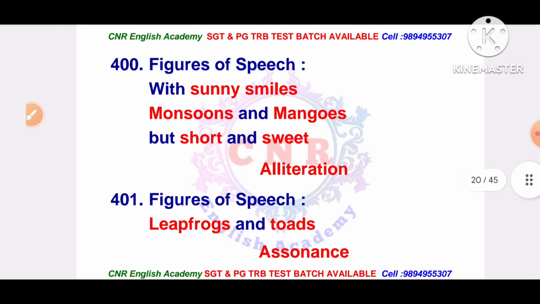Next one, figures of speech. With sunny smiles, monsoon and mangoes, but short and sweet. Answer, alliteration. And there is a note here.